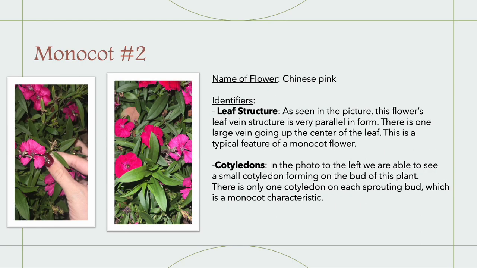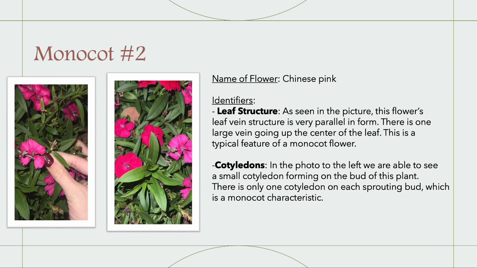Moving on, this second monocot we have, the name of this flower is the Chinese pink flower. Two characteristics of this flower that we're going to be looking at here is the leaf structure again. You can really see the leaf structure in the picture on the right. These leaves are similar to the last ones with one large vein in the middle with a very parallel structure. Just a typical monocot thing.